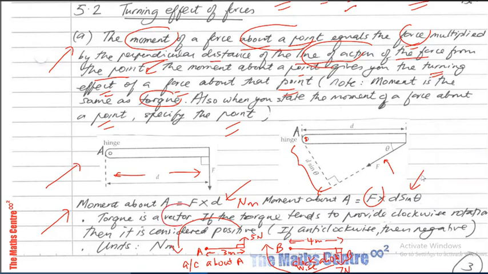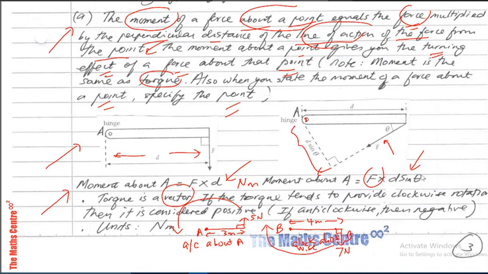Note, the total moment is a vector. If the total moment tends to provide clockwise rotation, then we take it as positive. Otherwise, we consider it negative. That means if it's anti-clockwise, then we consider it negative.